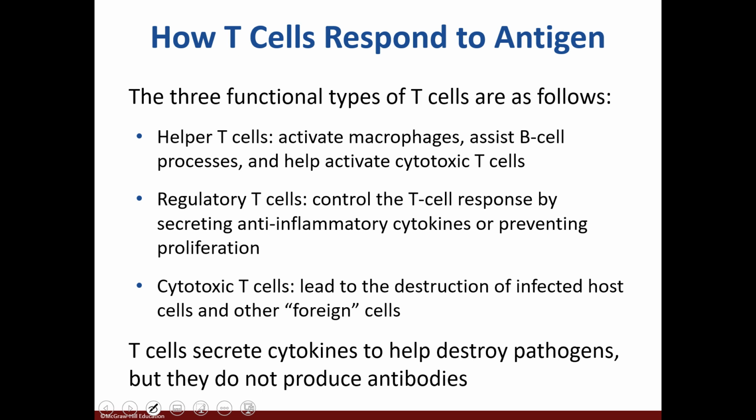After the T cell is activated, there are different cells that it will differentiate into. Helper T cells are the basis of the immune system. They help to activate both B and T cells. Regulatory T cells help to keep the immune system in check by controlling the proliferation and by releasing anti-inflammatory substances. Cytotoxic T cells are the assassins of the immune system because they kill infected cells as well as invaders. T cells are not responsible for the production of antibodies, rather they release cytokines.